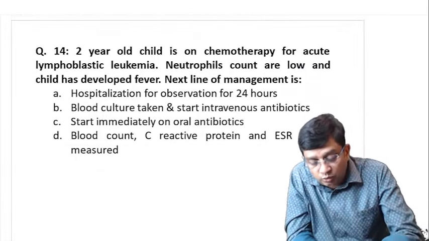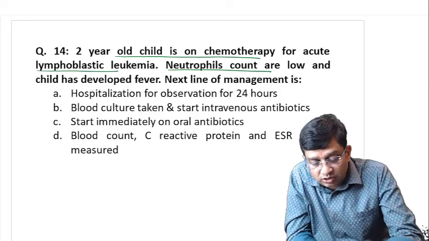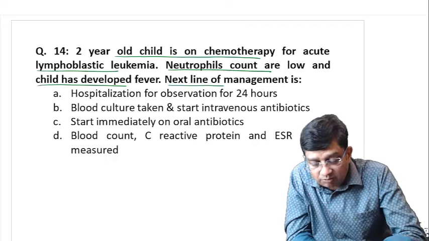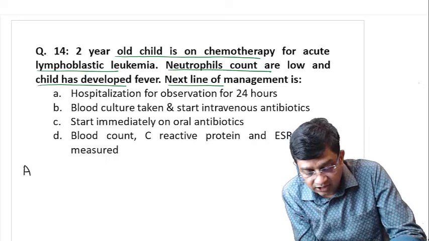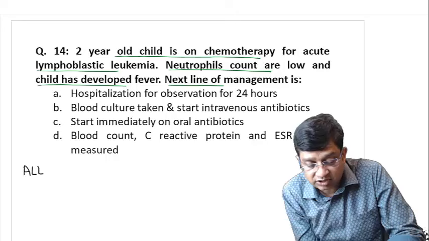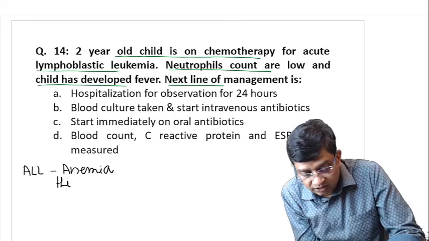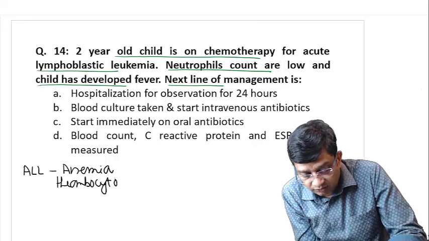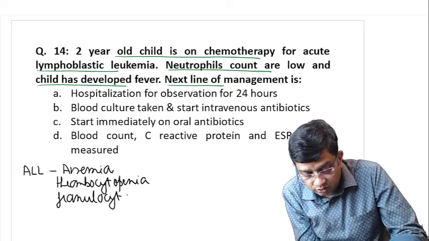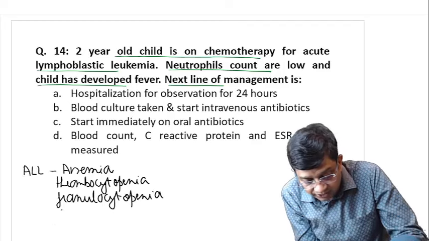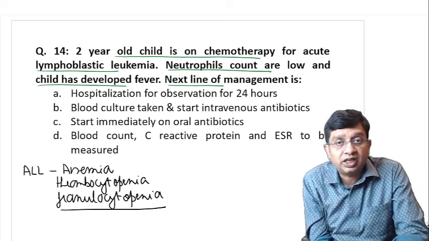Next question. A 2-year-old child is on chemotherapy for ALL. Neutrophil counts are low and the child has developed fever. Next line of management is? In acute lymphoblastic leukemia, there is anemia, thrombocytopenia, and granulocytopenia. Even if you are giving chemotherapy, this might take some time, so till that time anemia, thrombocytopenia and granulocytopenia are there.